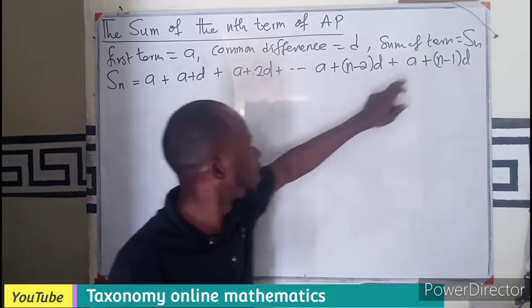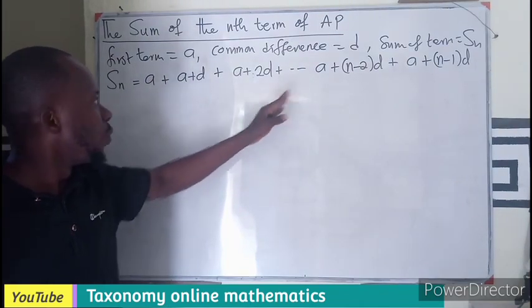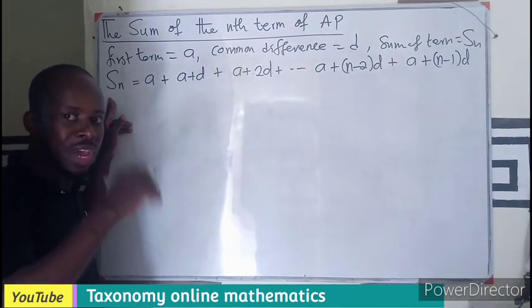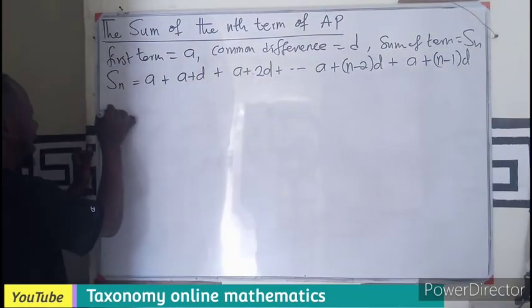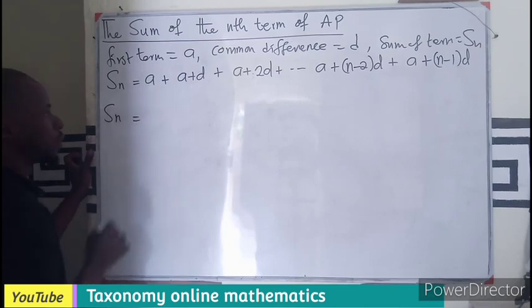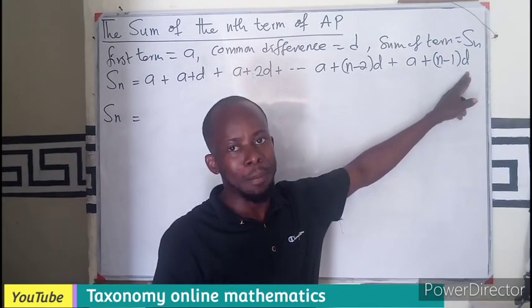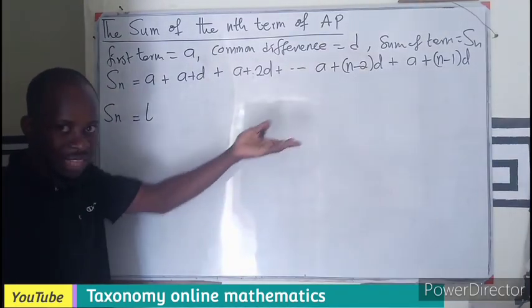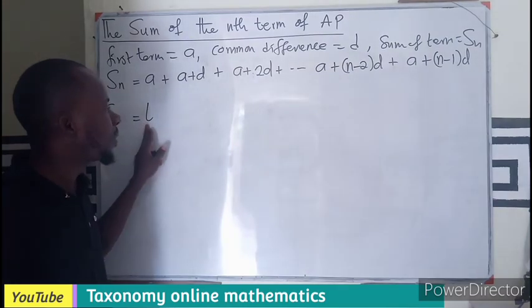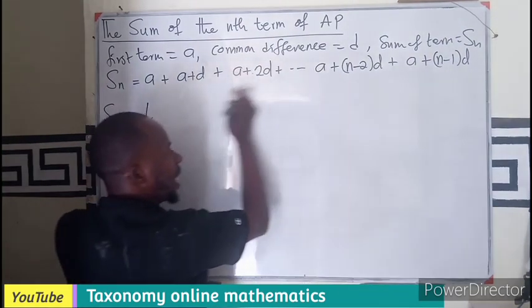Now, in the previous specific example we did, to find the sum we rearranged the terms starting from the end. So I can still say that Sn equals, if I want to begin from here, this is the last term. I can indicate that as l, the last term, which is the same as this. So if this is the last term, we are writing from here, coming this way.